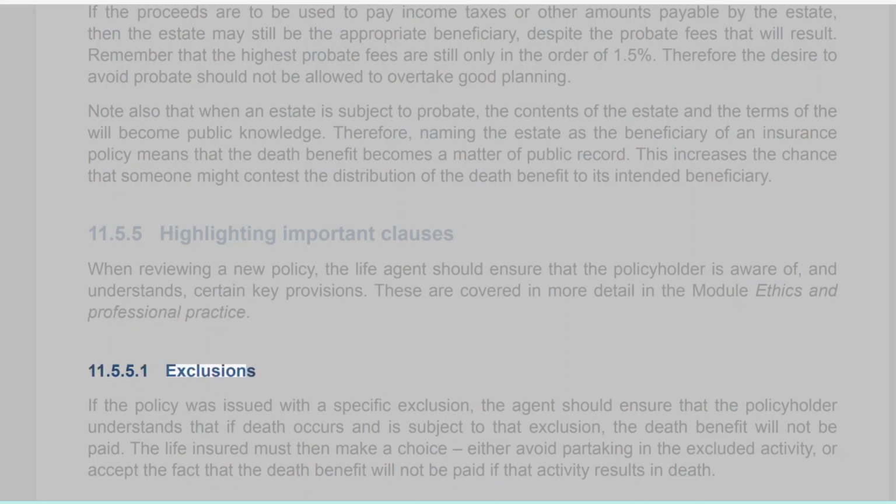1.5.5.1 Exclusions. If the policy was issued with a specific exclusion, the agent should ensure that the policyholder understands that if death occurs and is subject to that exclusion, the death benefit will not be paid. The life insured must then make a choice: either avoid partaking in the excluded activity, or accept the fact that the death benefit will not be paid if that activity results in death.